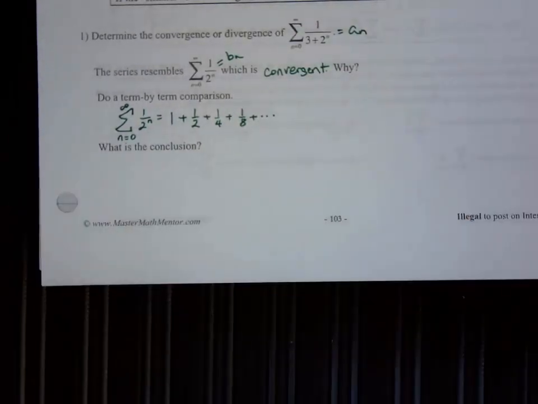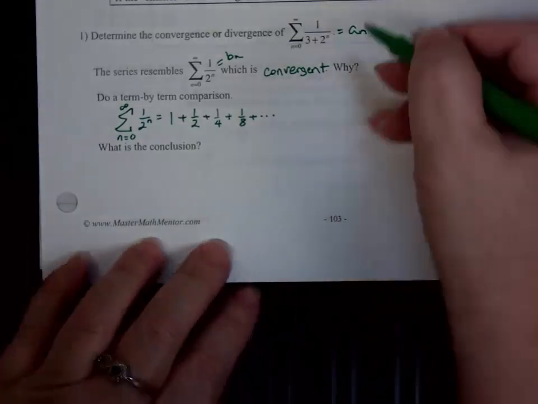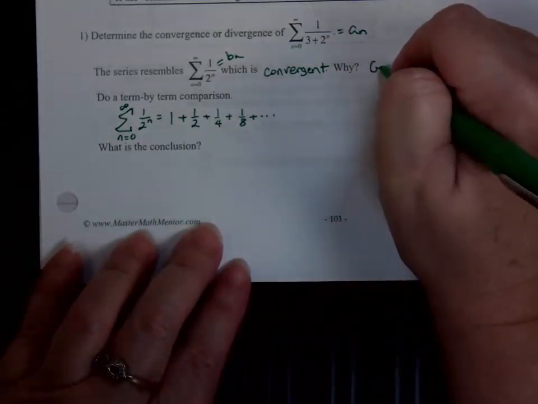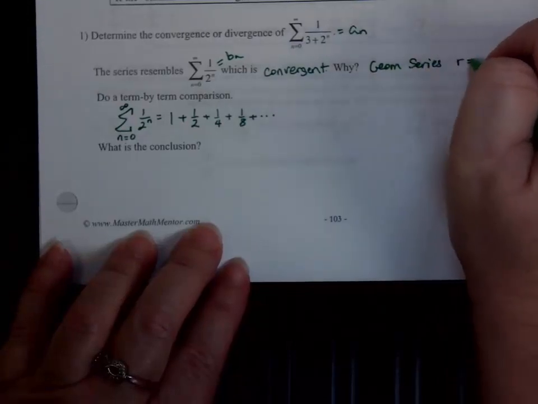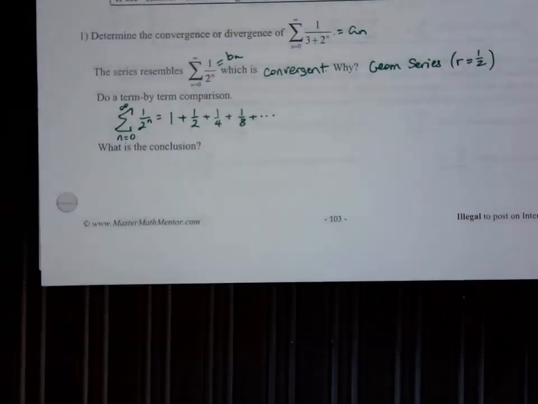What am I doing every time to get from one term to the next? Multiplying by not 1/2. You're multiplying the whole fraction by 1/2. Do you agree with that statement? So this is a geometric series with r equal to 1/2. Do you see what I'm saying? And that's the why. It's a geometric series and r equals 1/2. That's why it converges.